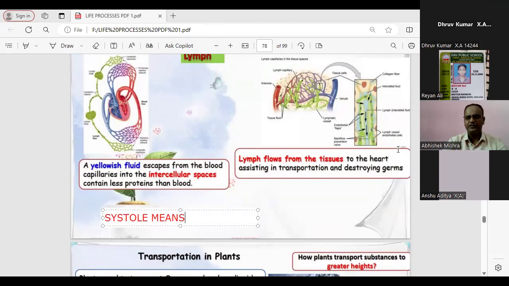Okay, Dhruv, unmute yourself. So systolic blood pressure means it is the pressure measured at the time of ventricular systole or contraction. Yes, the main thing is that systole means contraction. Okay, Dhruv. And diastolic blood pressure? It is the blood pressure measured at the time of ventricular relaxation. Relaxation, that is diastole. The literal meaning of the word diastole is relaxation. Yes, okay, good.